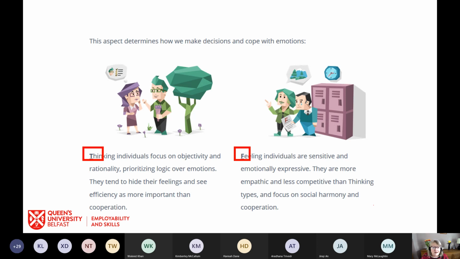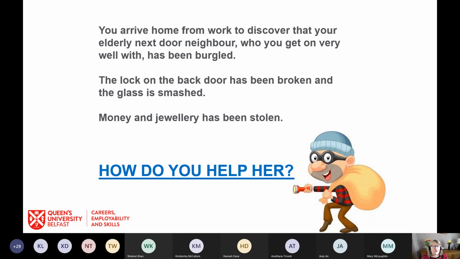Okay, I've one more little exercise to think about around that particular thinking and feeling. So just have a think about this. And again, you can pop some things into the chat if you want to. It's just a little scenario that I want you to think, how would you deal with this? You arrive home from work to discover that your elderly next door neighbour, who you get on very well with, has been burgled. The lock on the back door has been broken and the glass is smashed. Money and jewellery has been stolen. How do you help her? What's the first thing that you think to do?